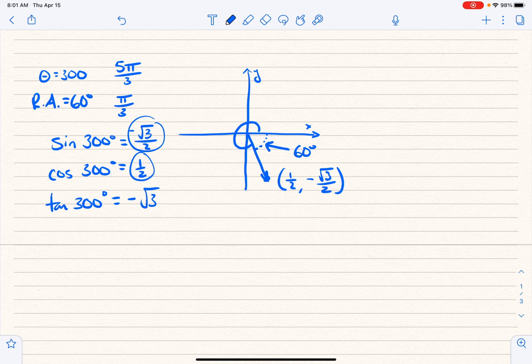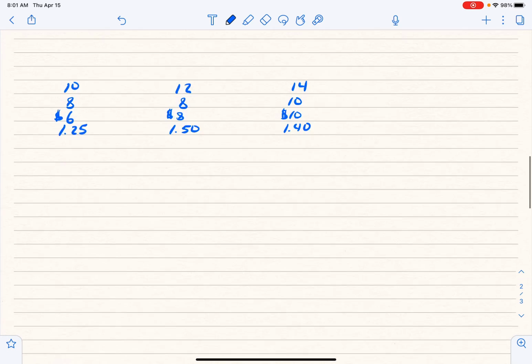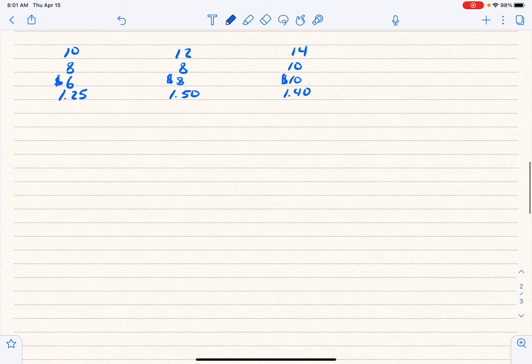All right. Now let's take a look at the pizza. This is just a little bit of a quick refresher of how to do these pizza problems.